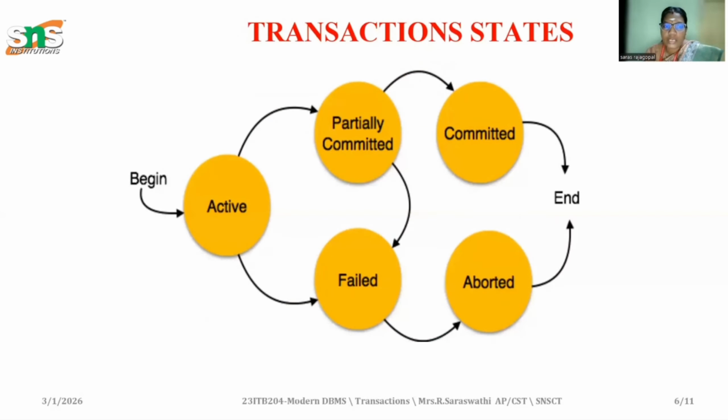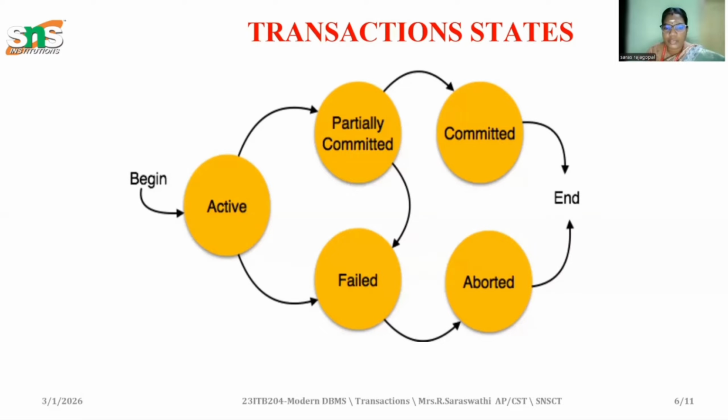These are the states of transactions. Between begin and end, there are 5 states. The transaction enters the active state. If it is fully processed, it is committed. Otherwise, if only a few steps are processed, it is partially committed. If it is partially committed, then it goes to the committed state.